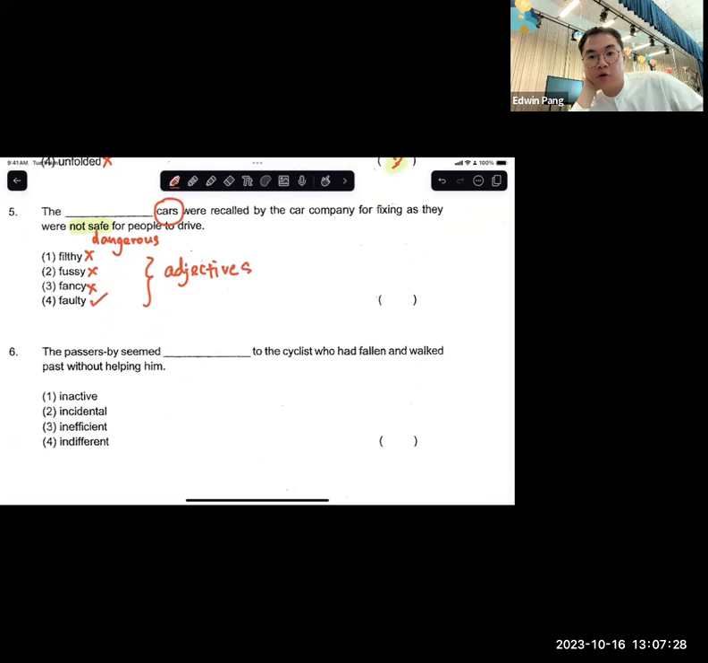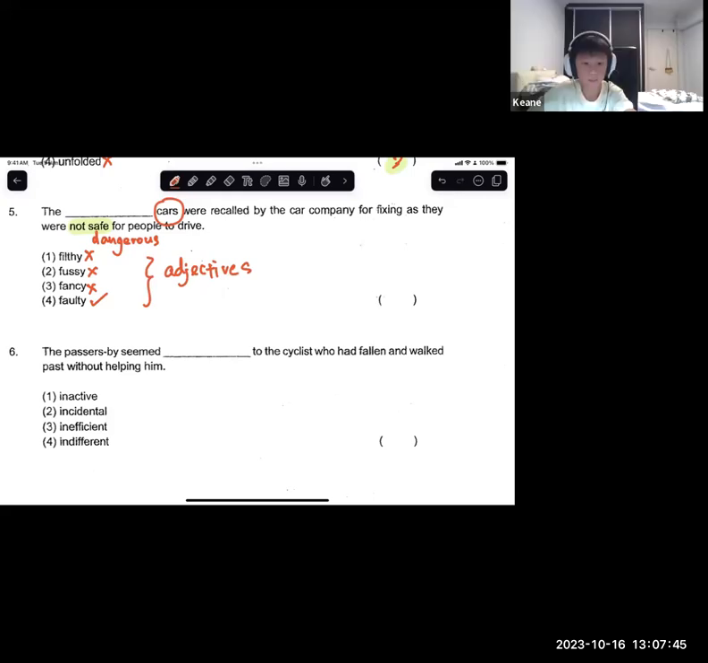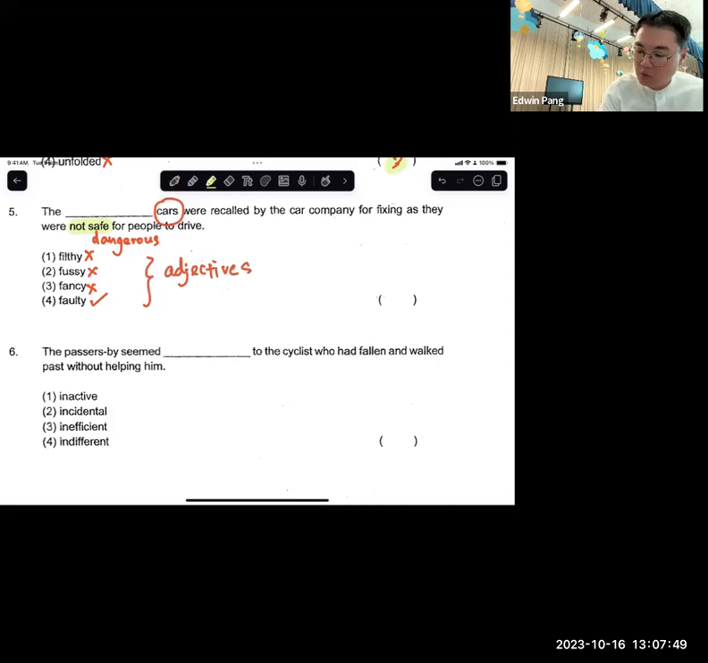What do you think is the keyword for question 6? Anybody wants to try this? Question 6. Take a look at this. What's the keyword here? There's more than one, actually. What do you all think? Okay, keen, again, go. Walked past without helping him. Okay, very good. Walked past without helping him.